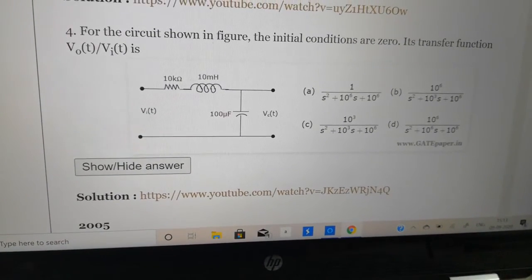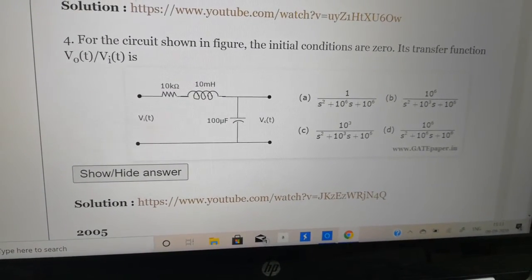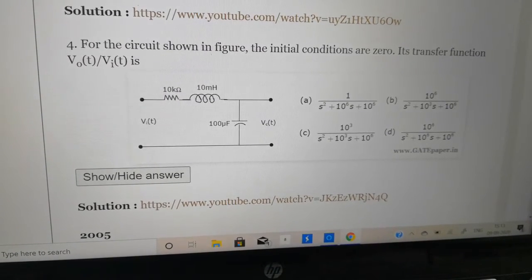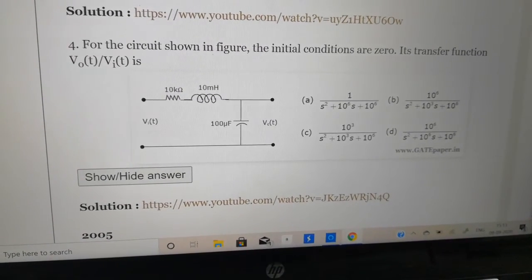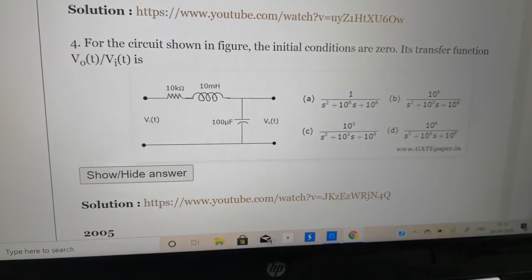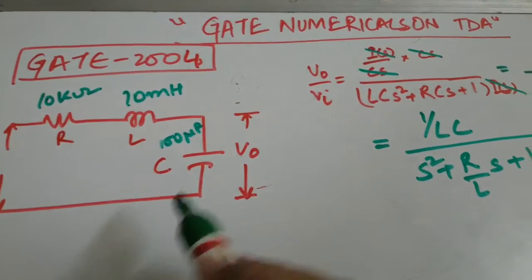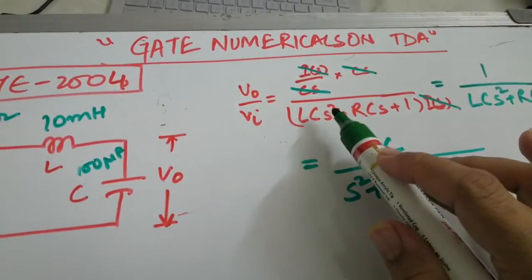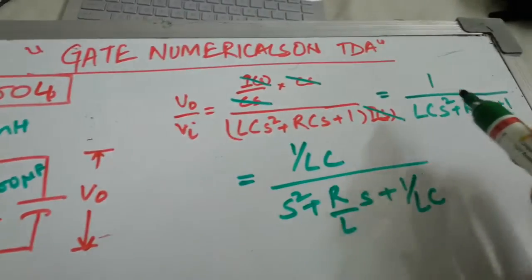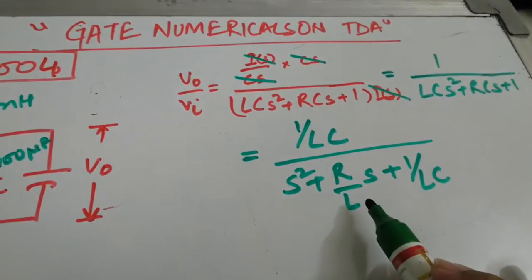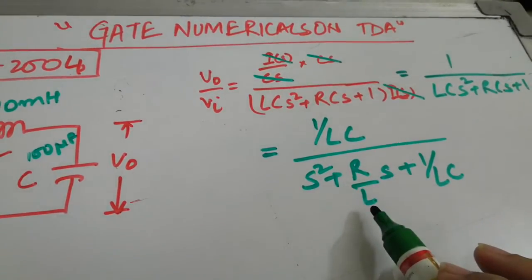You are given the circuit diagram and you are told to find out the transfer function V0 by Vi, taking all initial conditions to be 0. So let's draw this circuit and find out the transfer function first. So I have drawn the same circuit here and I have derived the value of V0 upon Vi. The transfer function is the same as in the previous case. So now I am going to put the values here.